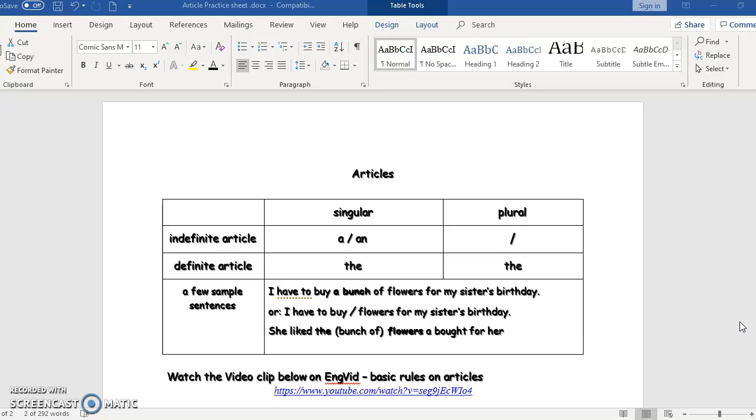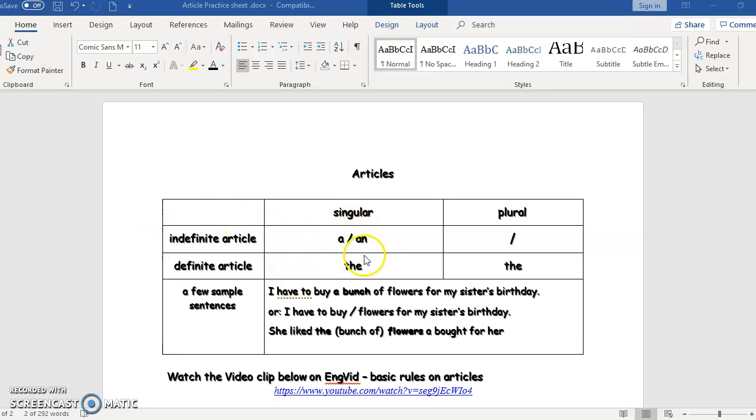I wanted to look at articles with you. I don't want to tell you too much about it, because the rules around articles can be quite complicated. And for some of you it's repetition, and for some of you it may be new. When I say articles, I'm talking about a and an, which is in English the indefinite article.